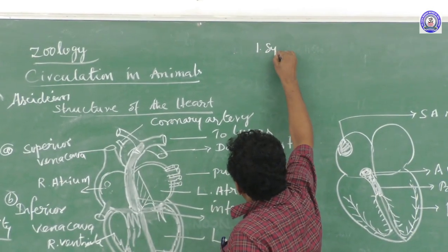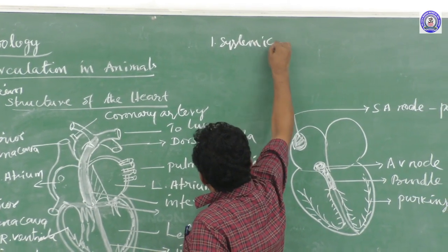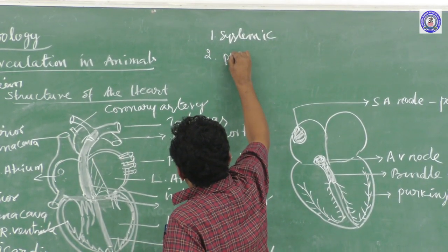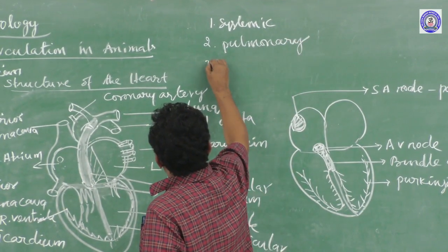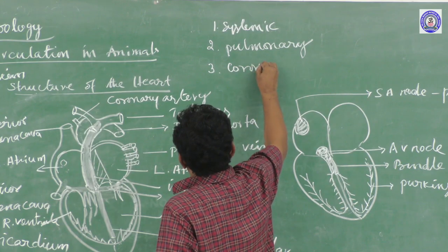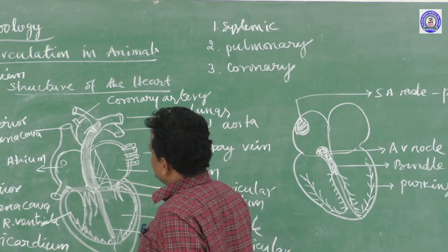So, based on this, the circulation in man is classified into three different types. One is called systemic circulation, second pulmonary circulation, third coronary circulation. There are three types of circulation.